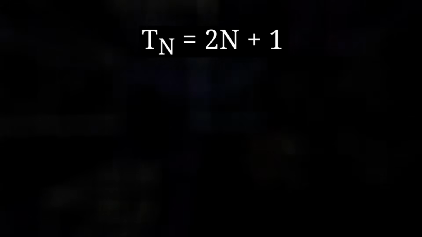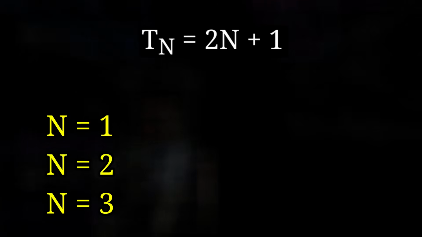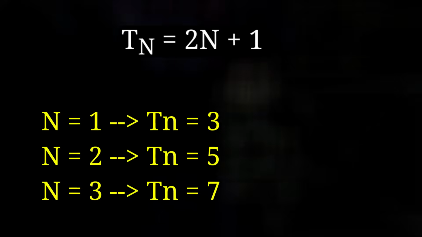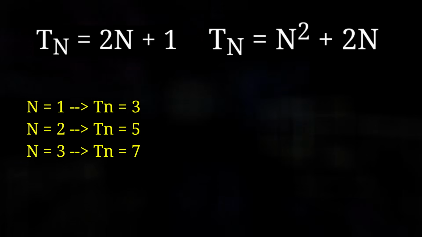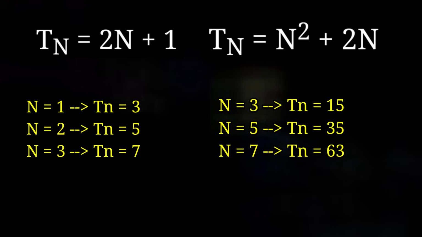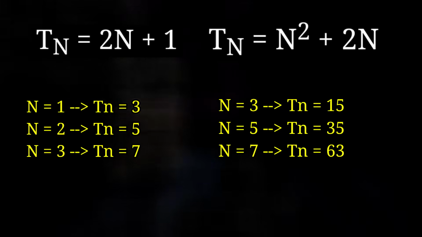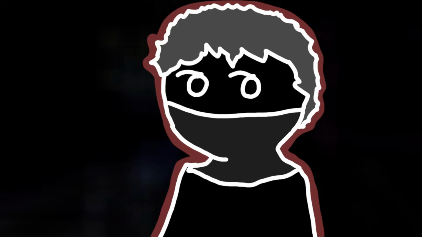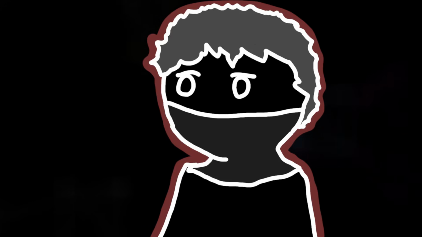Take the linear sequence t sub n equals 2n plus 1 and calculate the first three terms for n equals 1, n equals 2, and n equals 3. You get 3, 5, and 7. Then take the quadratic sequence t sub n equals n squared plus 2n and calculate its value for n equals 3, n equals 5, and n equals 7. You get 15, 35, and 63. Isn't that cool? We're basically using the linear sequence to generate which terms we pick out of the quadratic sequence. I think this is one of the most interesting consequences of nesting sequences, the ability to mathematically select for only certain elements of a progression.